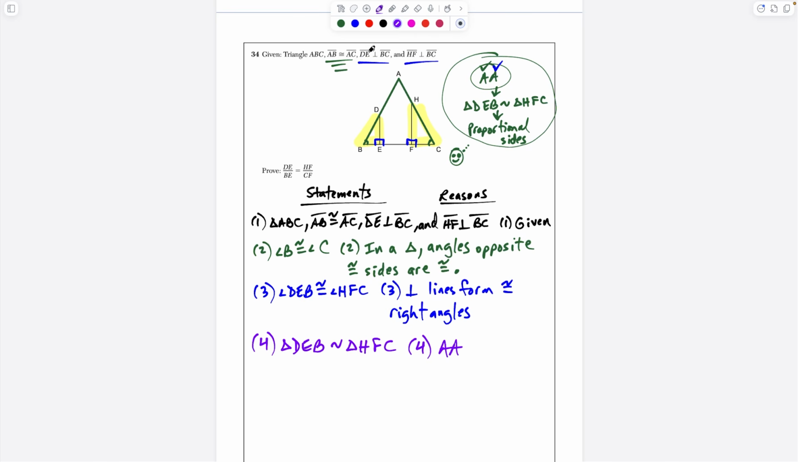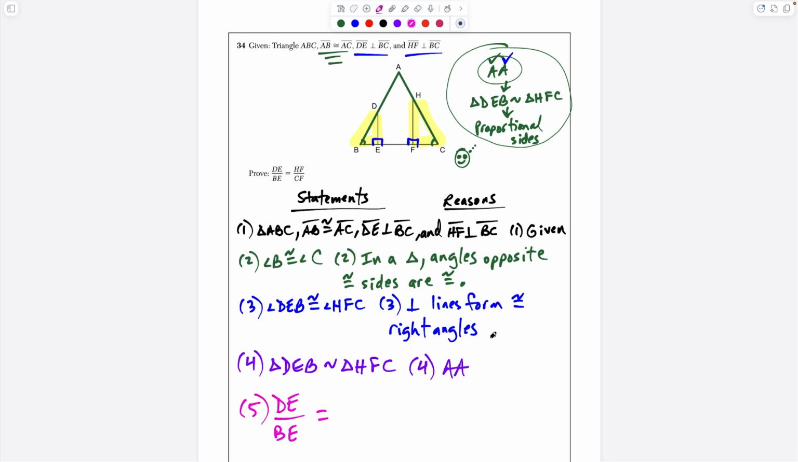And now that we've established that the triangles are similar, we could say that their corresponding sides are in proportion. So we have DE over BE. So this ratio here, the vertical side to the horizontal side, is an equal ratio to the ratio of the vertical side to the horizontal side in the other triangle. So now let's just write the rest out. We have HF over CF. And for our reason, we're going to say corresponding sides of similar triangles are in proportion.